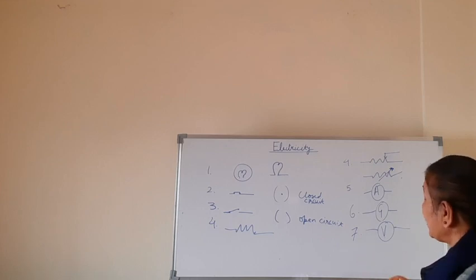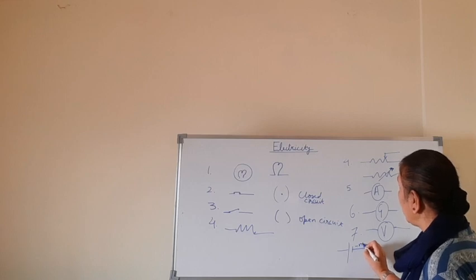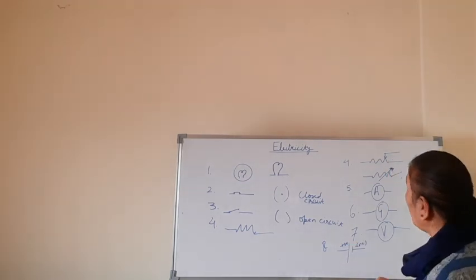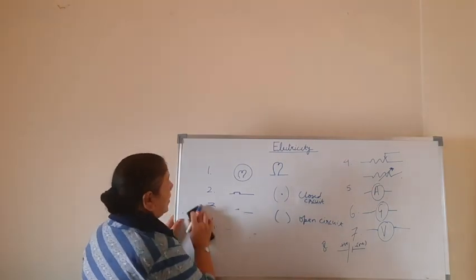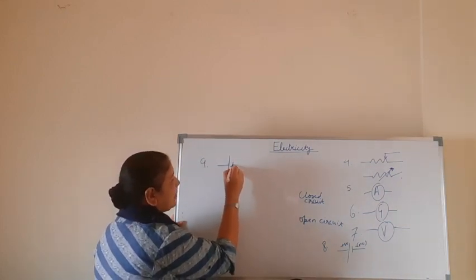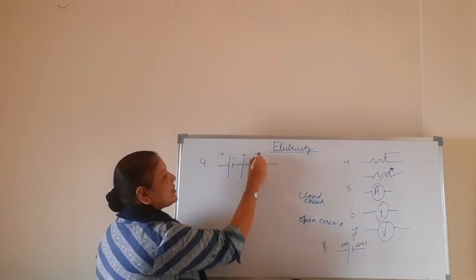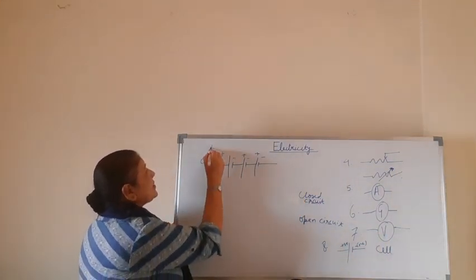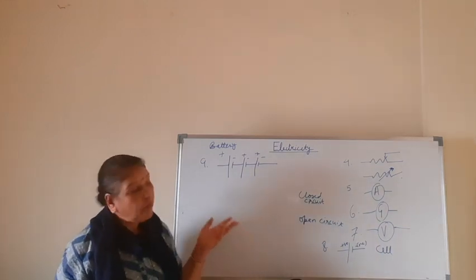For cells, for any cell, we use one big line and one small line. The small line shows negative, and the big one is the positive terminal. We show the cell like that. Battery, we can show like this, a battery of say three cells. So it's a battery. This is positive, this is negative, positive, negative. The longer line is positive, the other is negative. So this was a cell, any dry cell which you have seen, and this is a battery of cells.